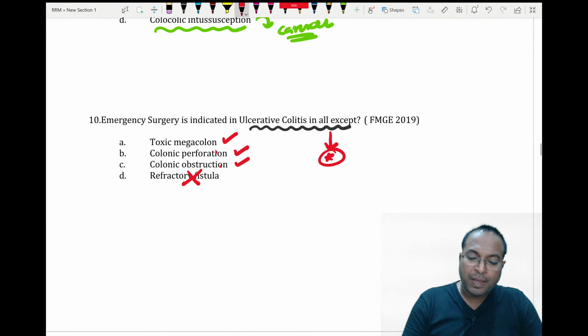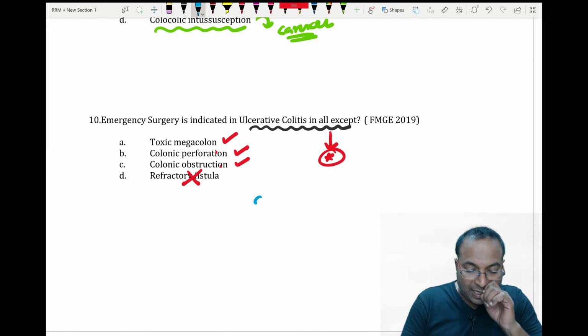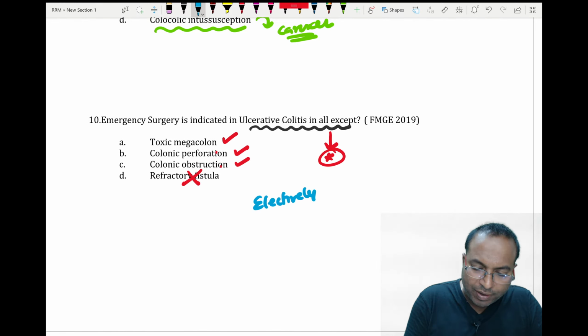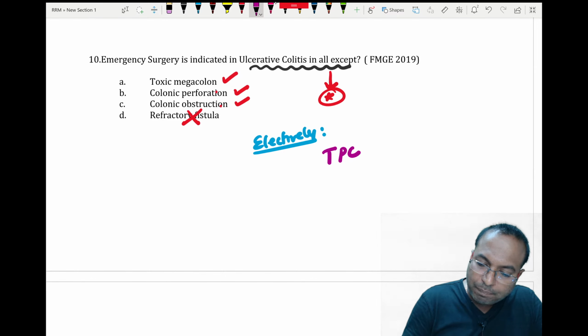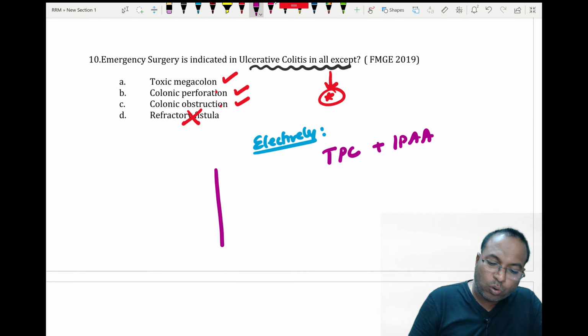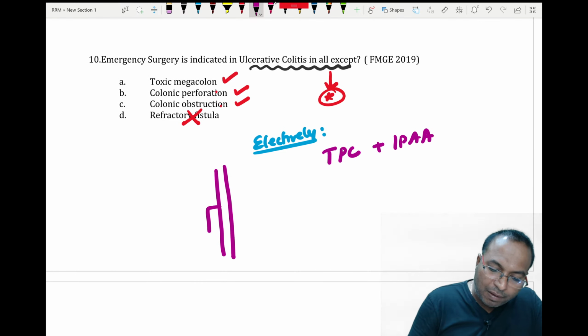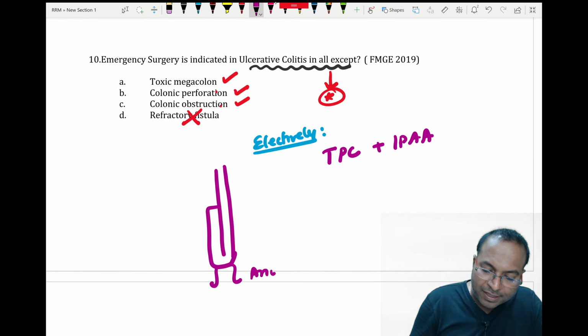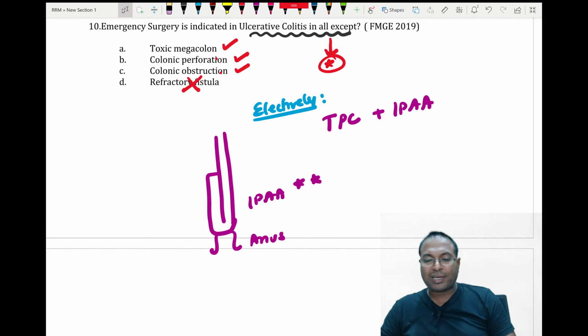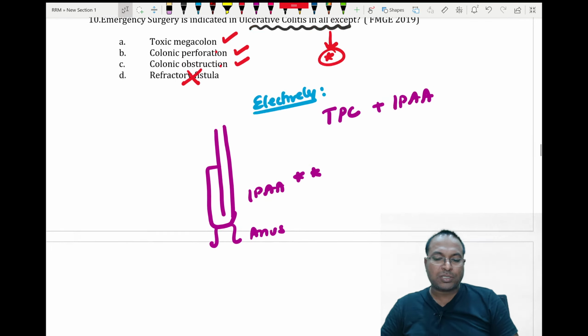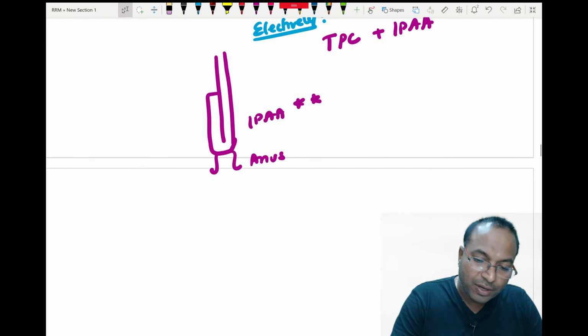The gold standard treatment for an elective case: if I am operating electively for ulcerative colitis, what is the gold standard treatment? I will do TPC plus IPAA, that is total proctocolectomy with ileal pouch. The ileum is made like a J pouch like this and anastomosed with the anus. Total proctocolectomy with ileal pouch anal anastomosis is the treatment electively done for ulcerative colitis patients.